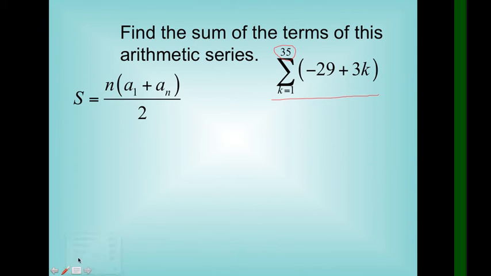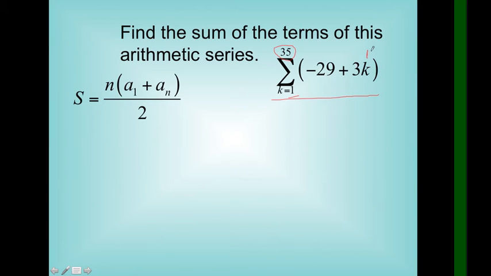So, our last term is A sub n, I'm sorry. So, n is 35, right? So, our A sub 1 is when k is equal to 1. It depends on k what our first term is. Okay? If k is 2, that would be the next term. We replace k with 1, so our k is equal to 1.